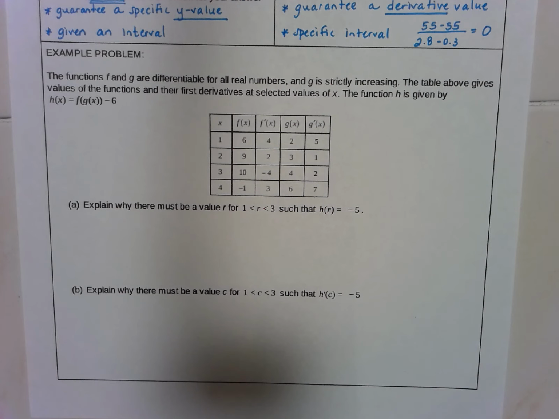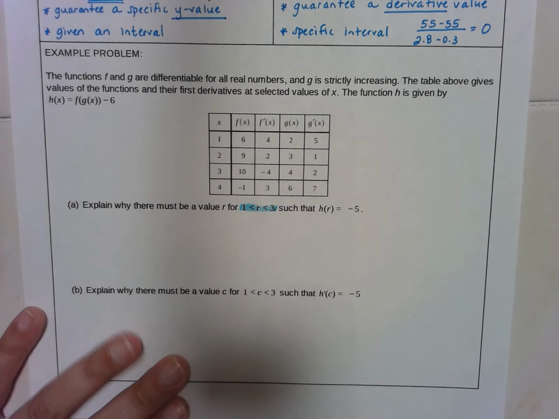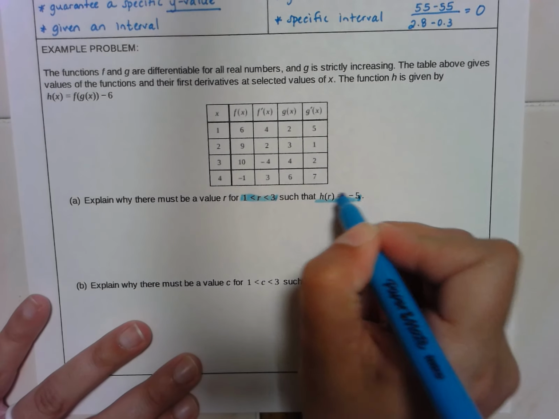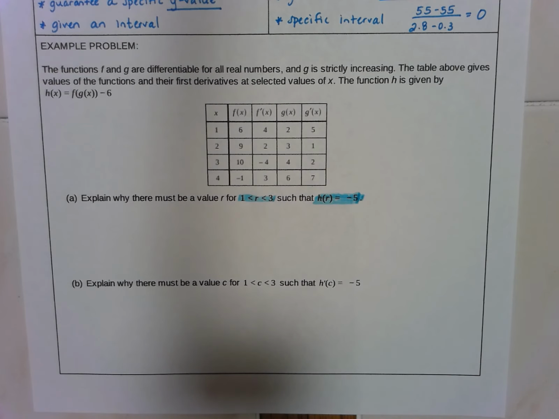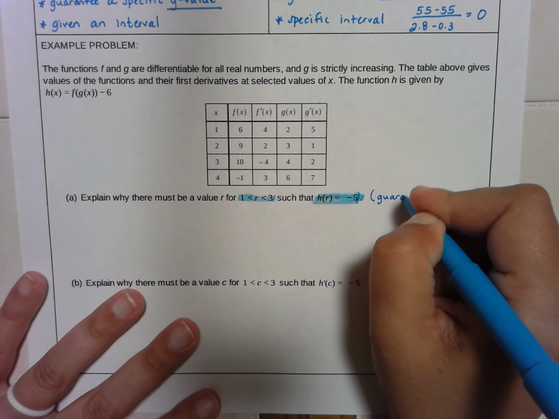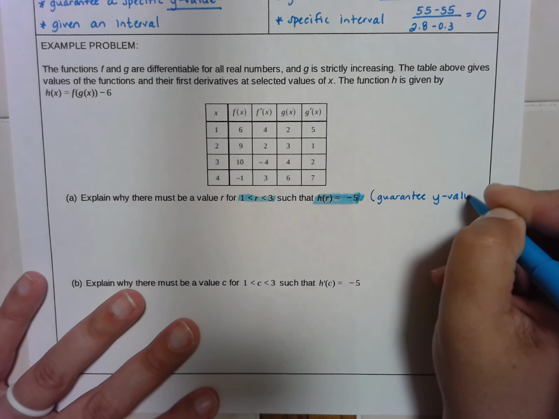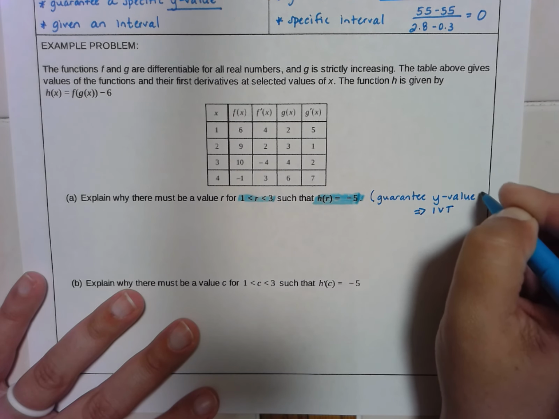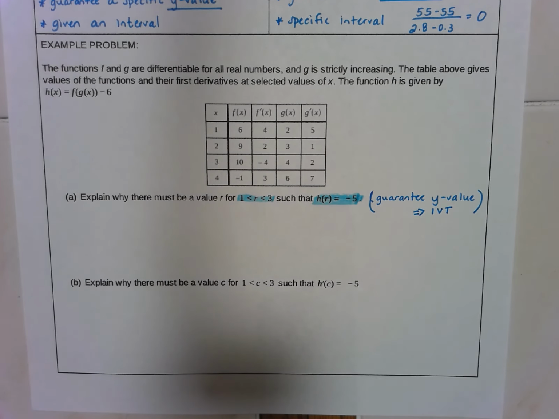So right away, this should be jumping out at you because we're given an interval and such that h of r equals negative 5. Now, h of r means a y value, a function value. So since we are asked to guarantee a y value, we're going to be using the intermediate value theorem in this question. Here's how we would do that.